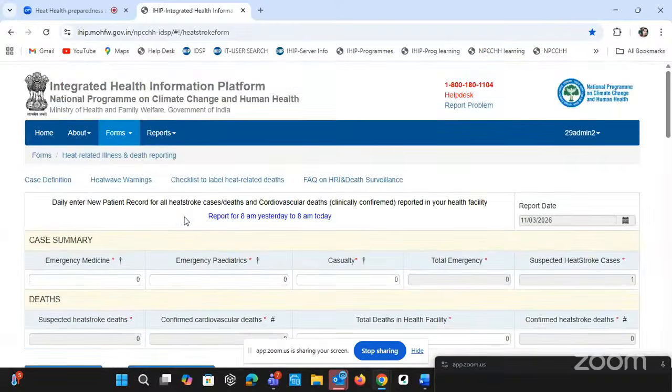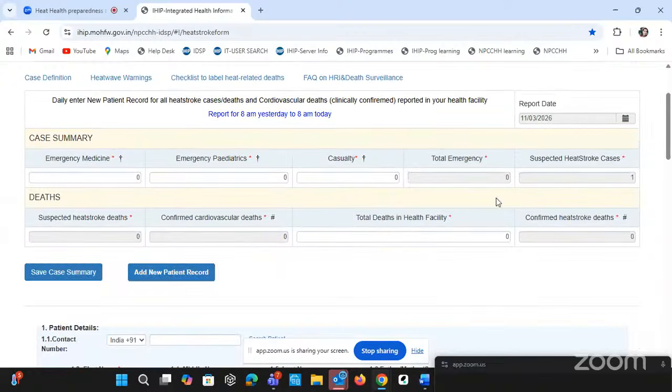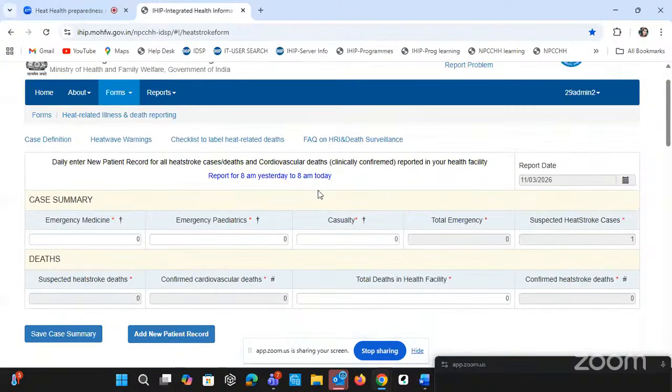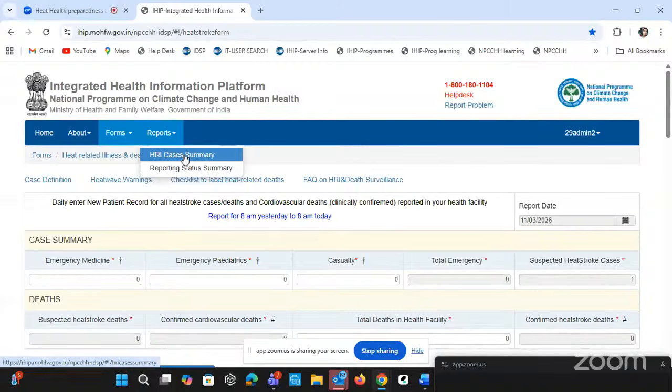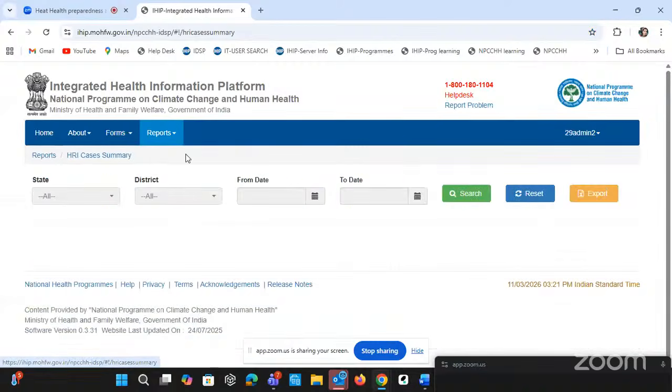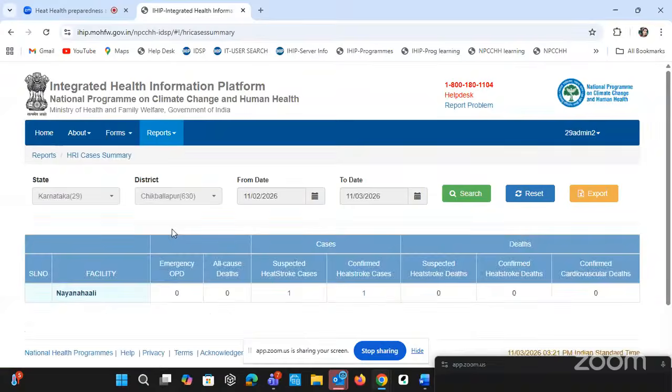Now, if you want to check this, we entered one suspected heat stroke case. It is showing here as a number 1. And we can also check in the report section, HRI case summary. Whatever cases we enter, it is showing here as suspected heat stroke cases. So now, if you want to check.